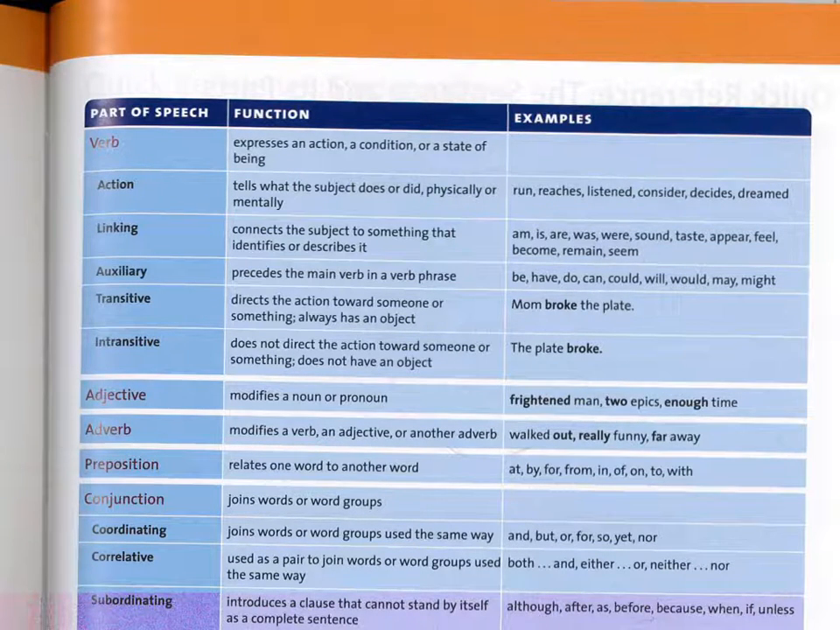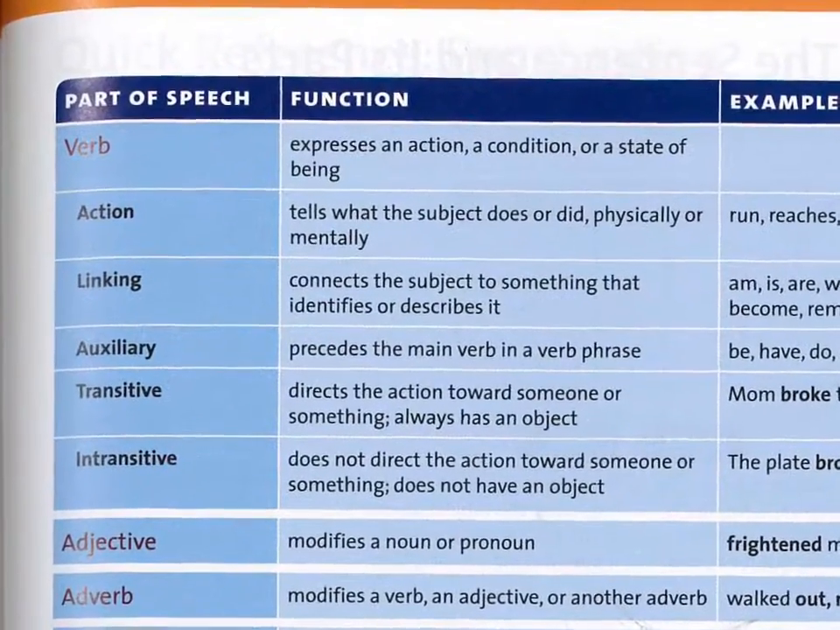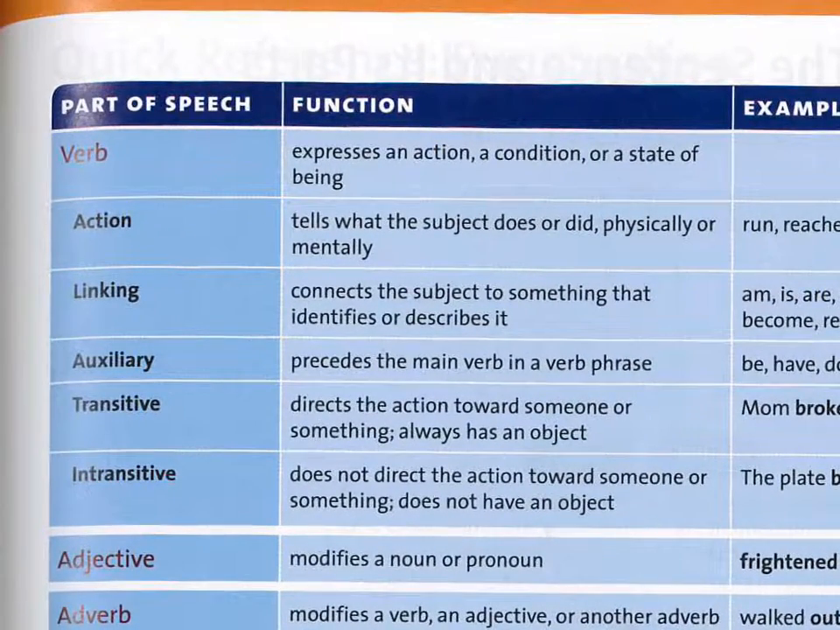Hello, so we are looking at parts of speech, and here we're looking at verbs. This is taken from the grammar handbook in our 10th grade unit. So we know what a verb is. We've learned that a verb is about actions. A verb can express an action, a condition, or a state of being.